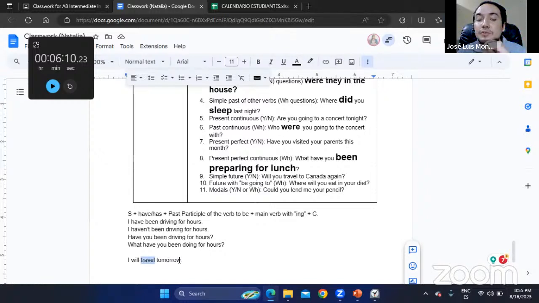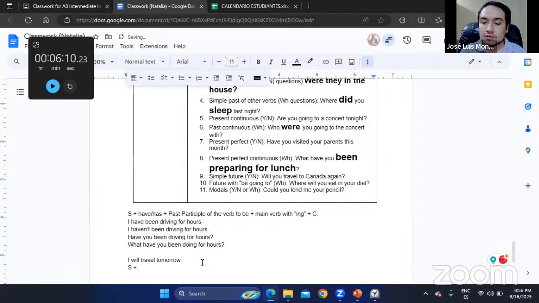So if the rule says that after will we use the base form, now remember that for the future continuous or for any continuous tenses, we use the verb to be. So how is the verb to be going to be after will? Because you need this logic over here. If you want to use future continuous, remember, this applies to anything.